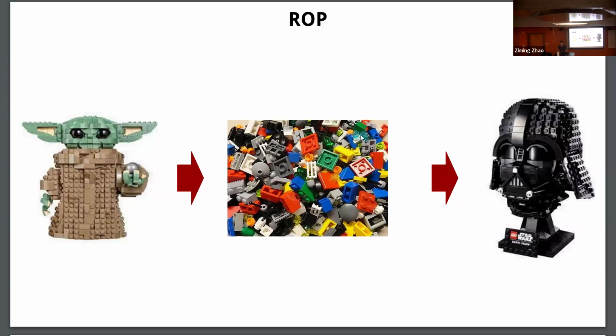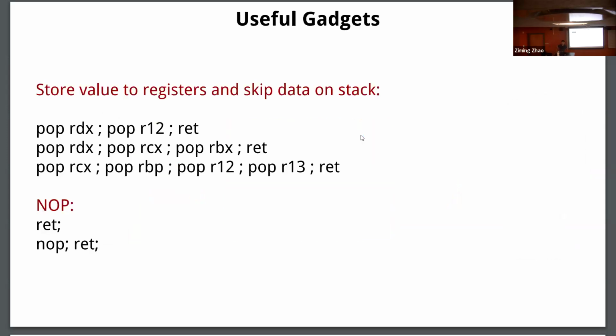Right? So there are several useful gadgets or patterns of gadgets we're going to use in the class. First, if you want to store a value to a register, now you know it's very simple. You put that value on the stack, then you use a pop gadget to do that. And if there are some values on the stack you don't want to use, you want to just skip them, you can also use just a pop gadget, right?